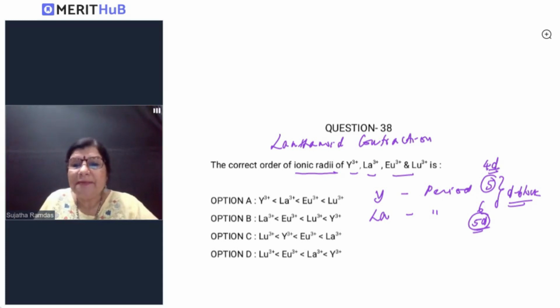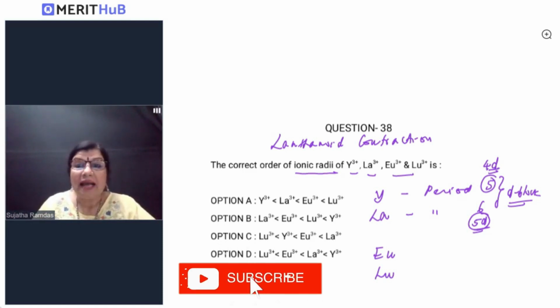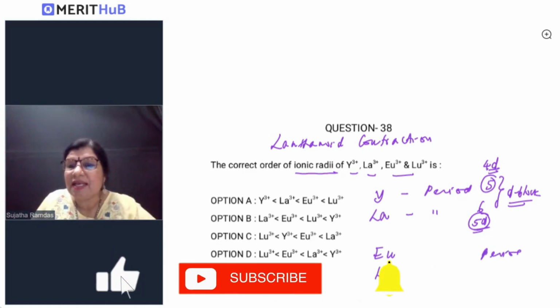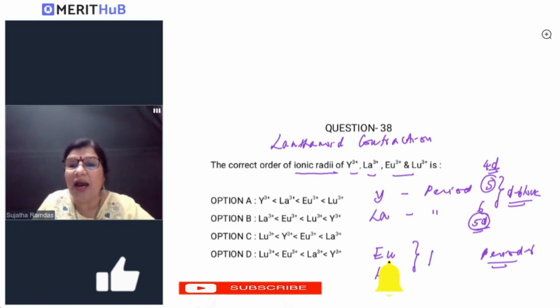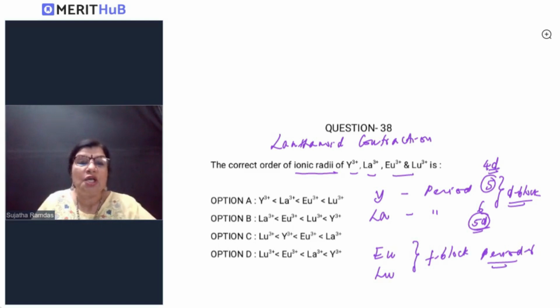Now europium and lutetium are in the same period as lanthanum. They are also in period 6, but these two are F block elements. If europium and lutetium are in F block and they're in period 6, the last orbitals getting filled would be the 4f orbitals. 4f orbitals are getting filled in both europium and lutetium.